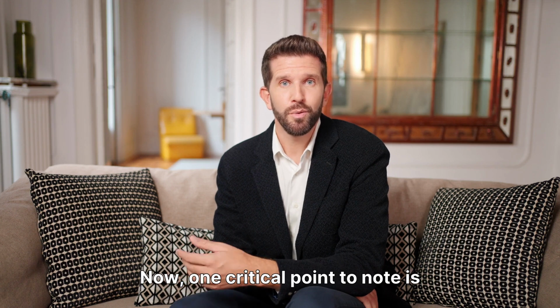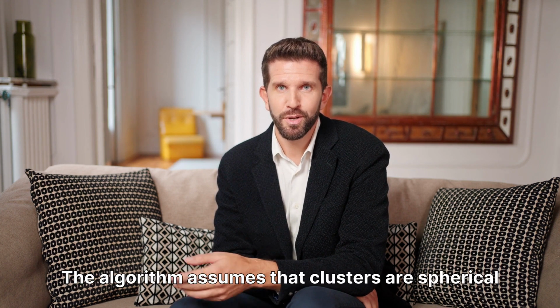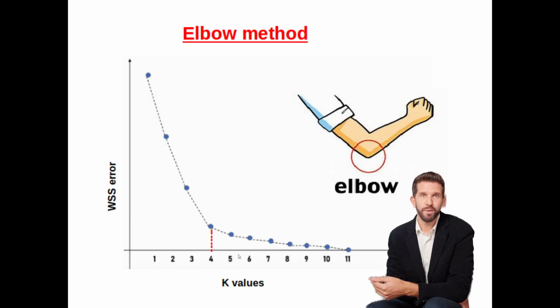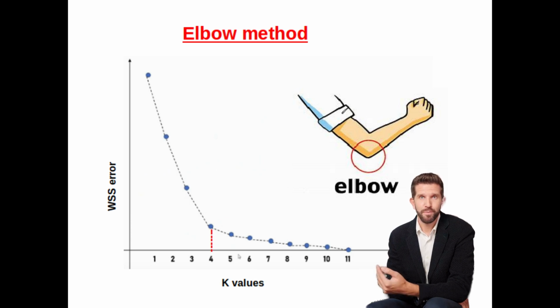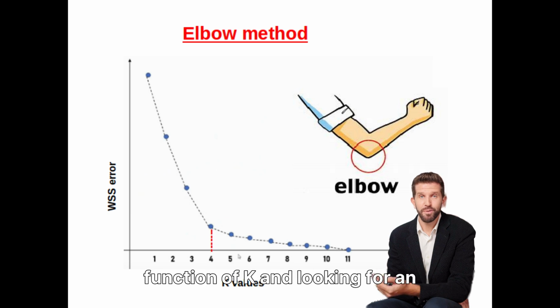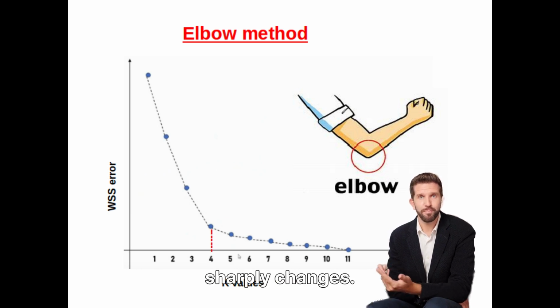Now, one critical point to note is that k-means clustering has some limitations. The algorithm assumes that clusters are spherical and evenly sized, which may not always be the case. Additionally, selecting the right value for k can be challenging. Using techniques like the elbow method can help determine the optimal number of clusters by plotting the explained variance as a function of k and looking for an elbow point where the rate of decrease sharply changes.